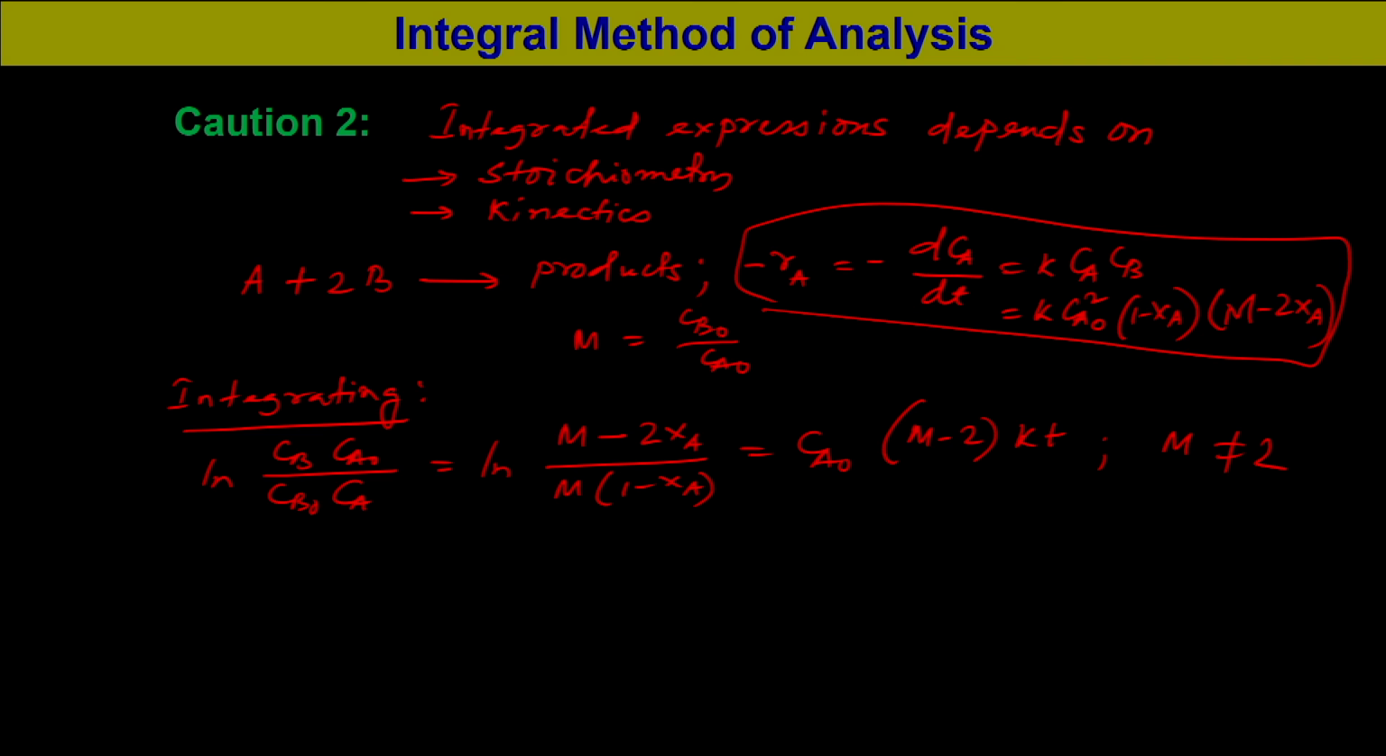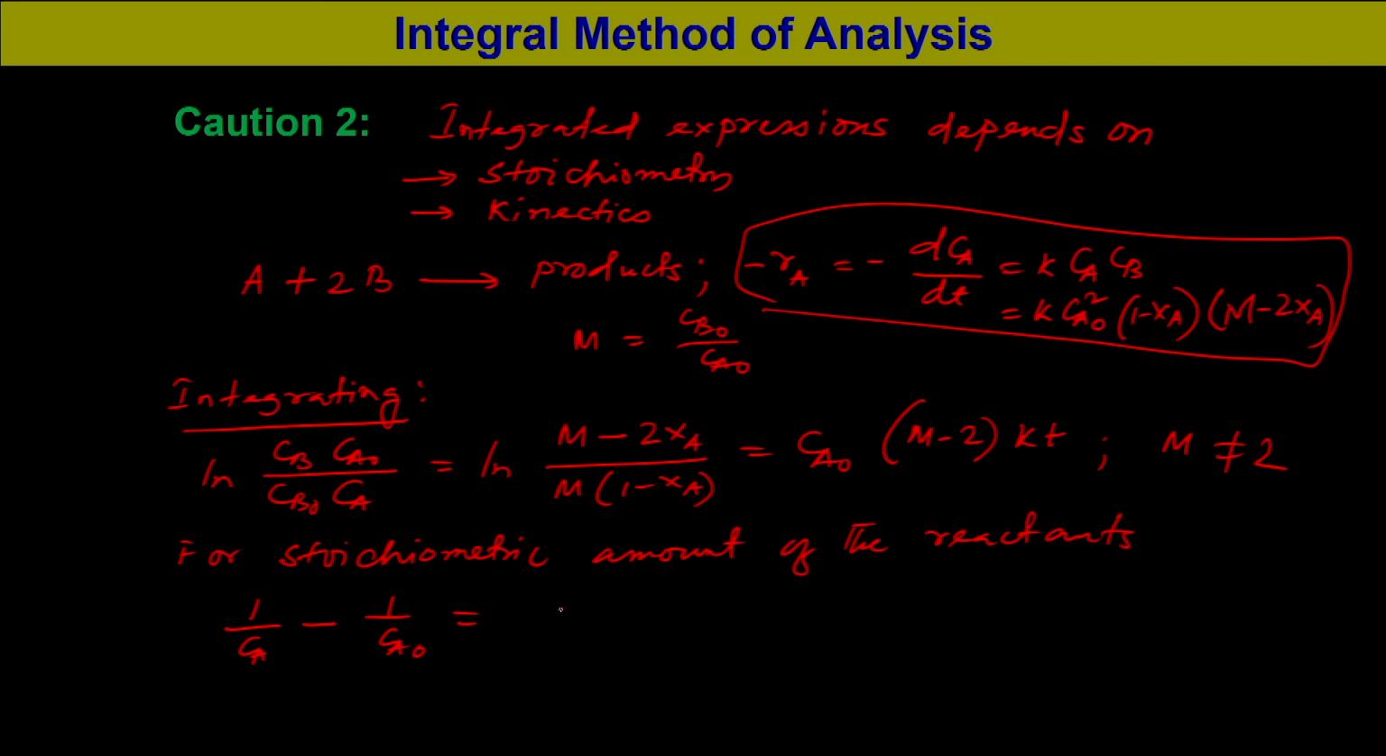So, when we incorporate stoichiometric amount of the reactants, the integrated form would be 1 by Ca minus 1 by Ca naught, which is equal to 1 by Ca naught into Xa by (1 minus Xa), which is equal to twice kt. So, this is valid when m is equal to 2.